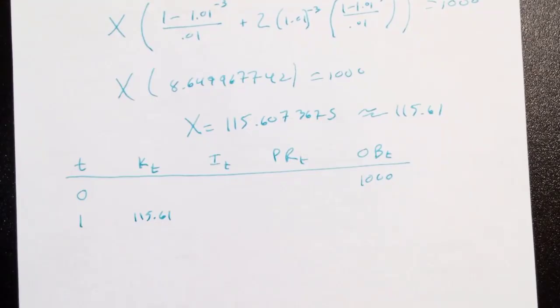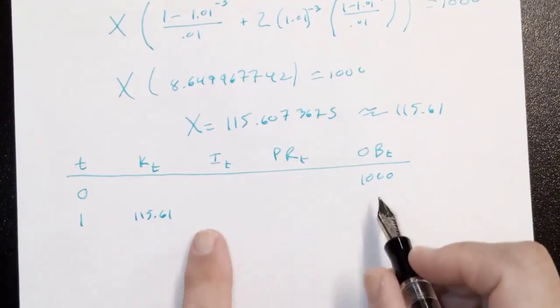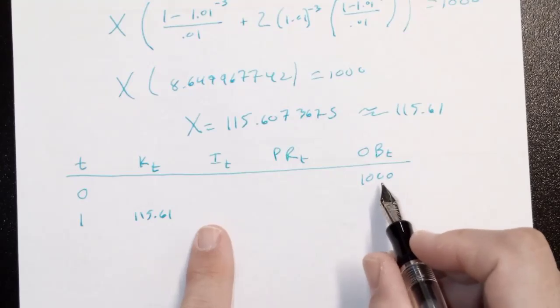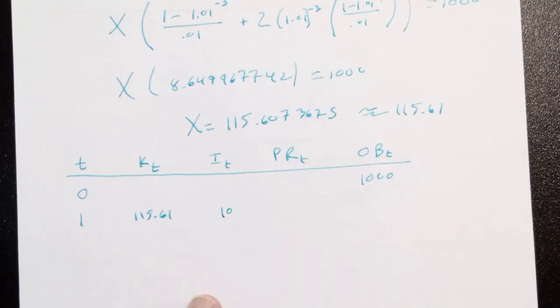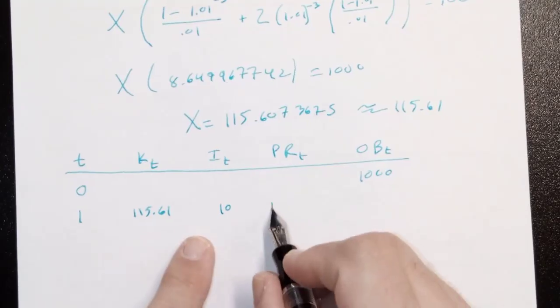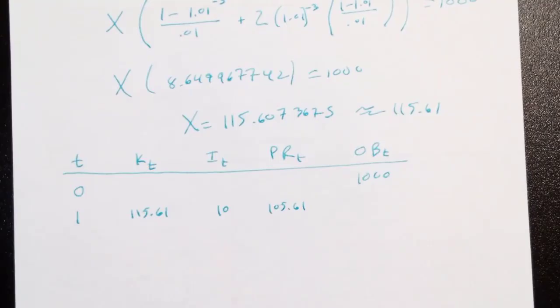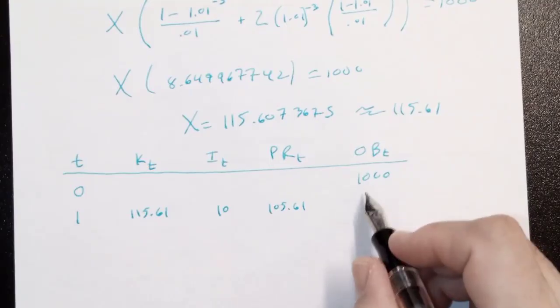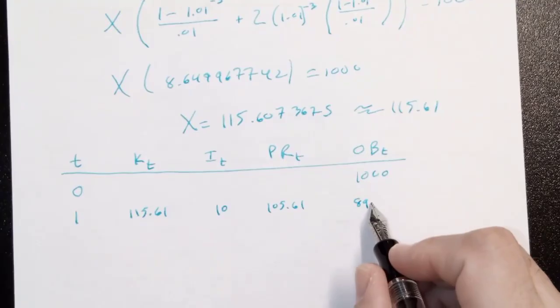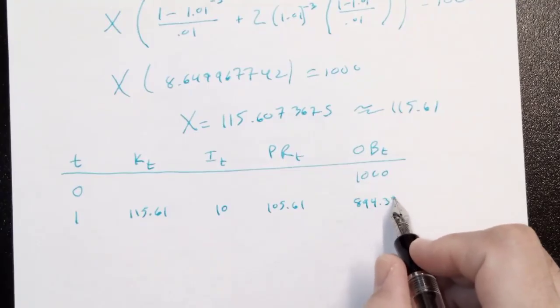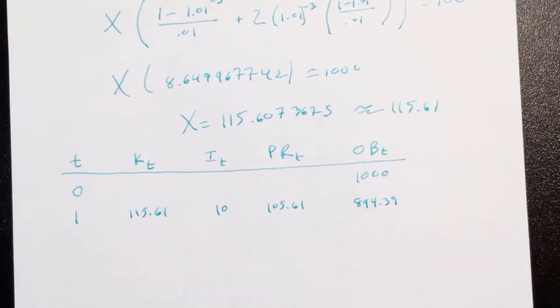How much interest do I owe at the end of the first month? It's 1% of this outstanding balance. Subtract. 105.61 is how much I'm going to put towards principal. Subtract from 1,000, and I get 894.39. Yes.